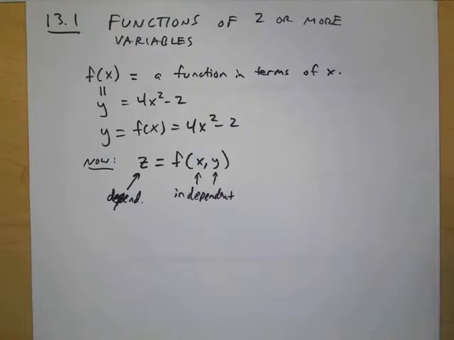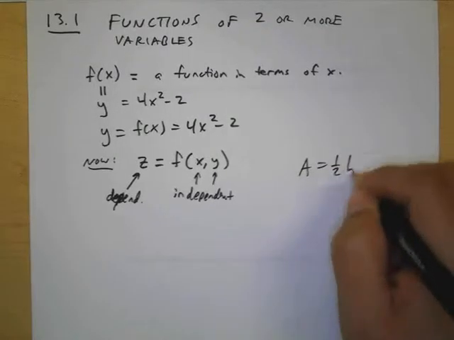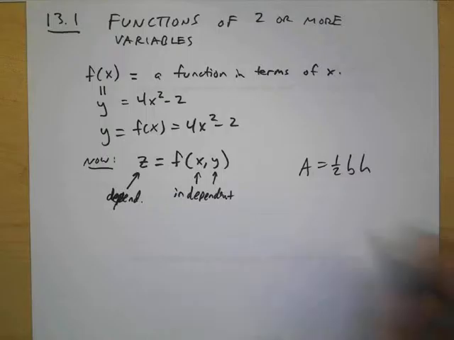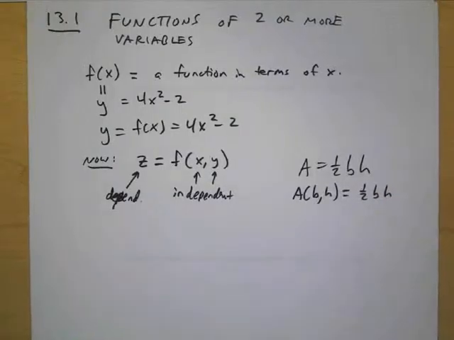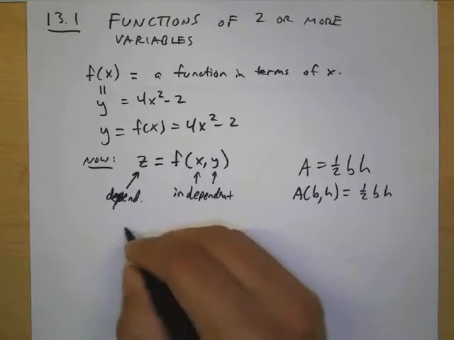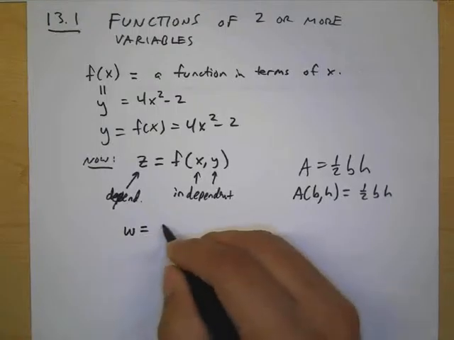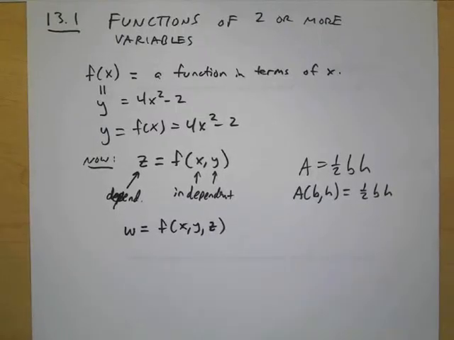You've already seen functions like these before. You've probably never written a formula like area equals 1/2 base times height in terms of two variables, but that's actually what that is. It's a formula in terms of two variables, b and h. So you've been dealing with multivariable functions here and there, you just never really called it that. Now, if we want to have three independent variables, the book typically uses w as the new dependent, and you will occasionally see a function in three variables. So now x, y, and z would be your inputs, and w will be your output.